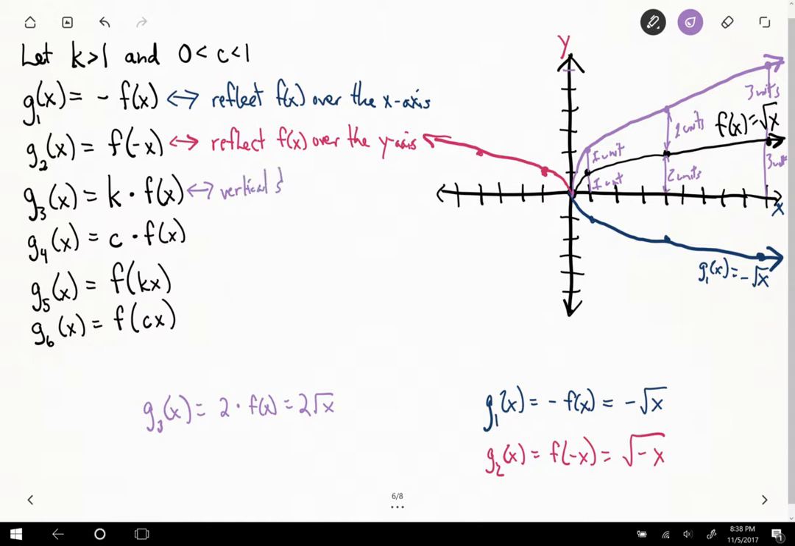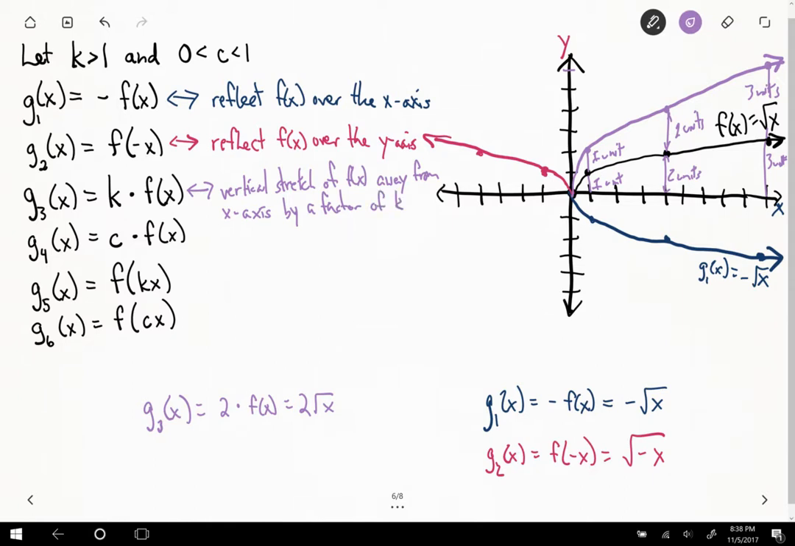And the way we actually write this is a vertical stretch. So this is a vertical stretch of f of x away from the x-axis by a factor of, well, what were we doing every time? Well, we multiply by 2 essentially. So in general, it'll be by a factor of k.